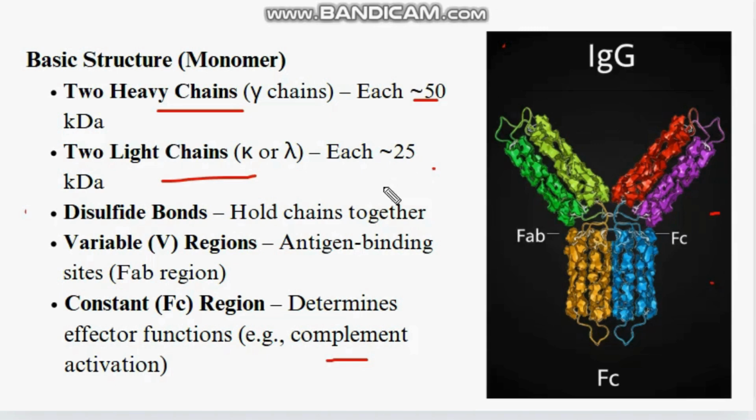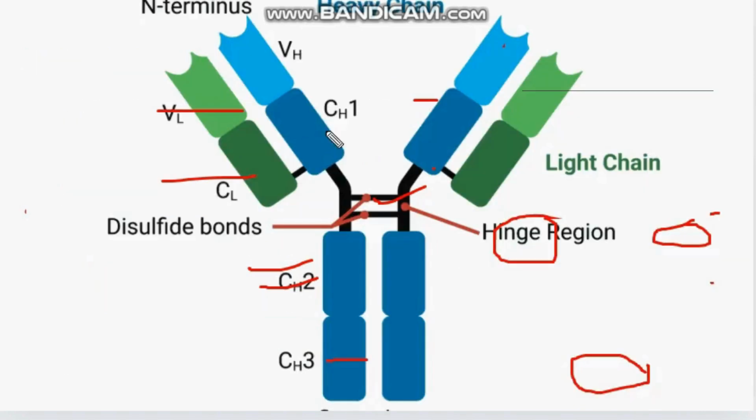These chains are linked together by disulfide bonds, that is S-S bonds, and there are two more regions, the Fab region and the Fc region. The Fab region is the region where the antigen binds. The Fc region decides the function or mechanism of action of the antibody. Then the hinge region, as I told you, provides structural flexibility to the antibody.